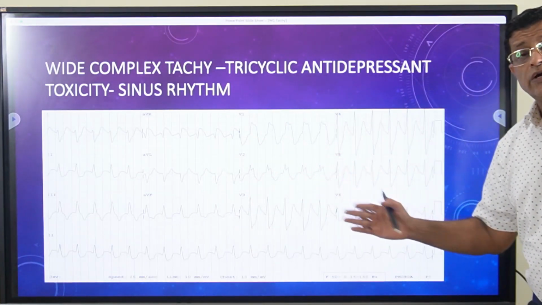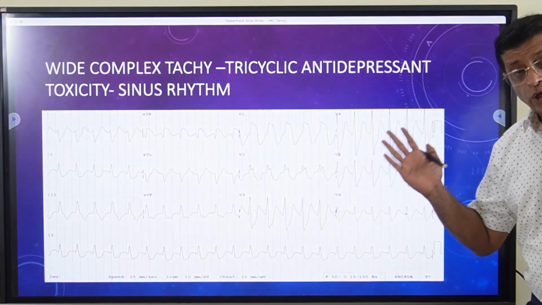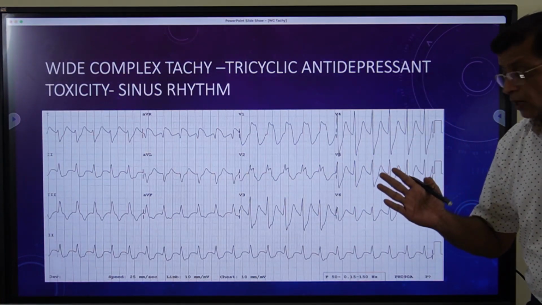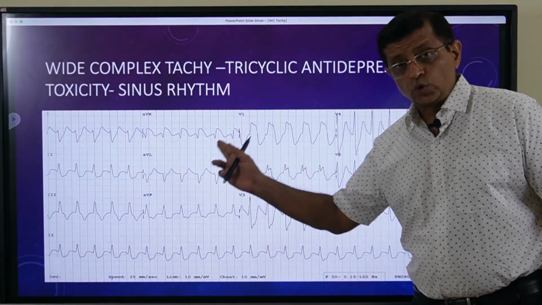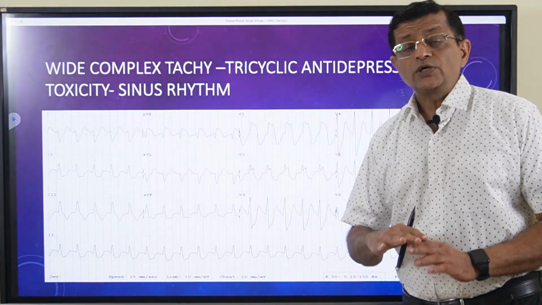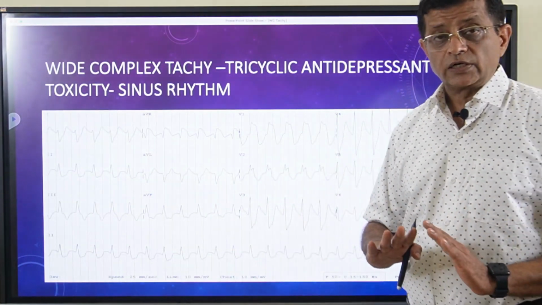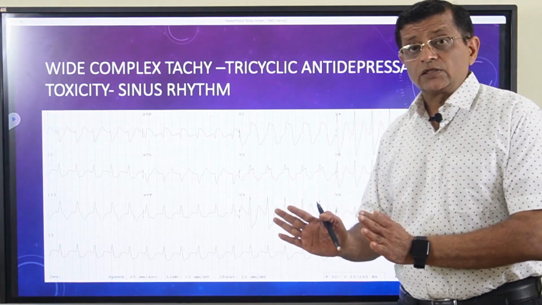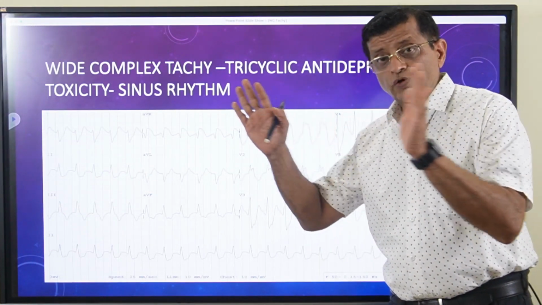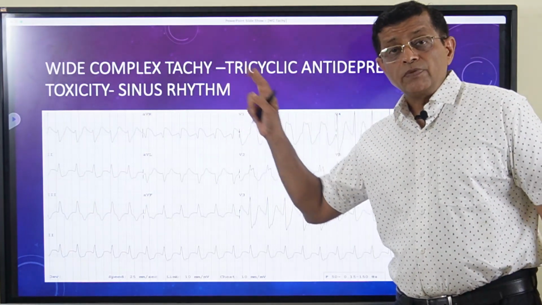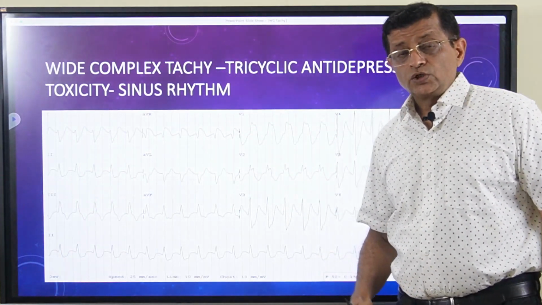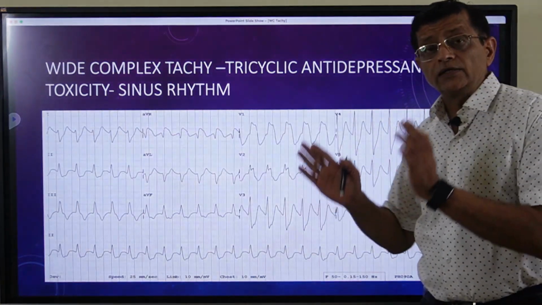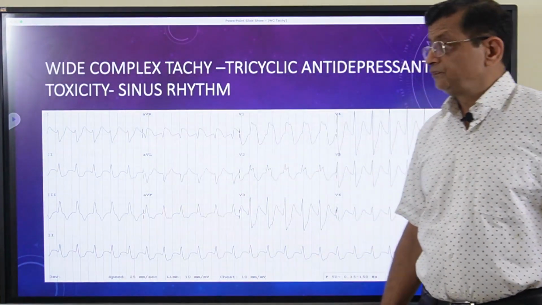So if you see really wide complex tachycardia, think about drugs and think about hyper K, that is hyperkalemia, and give calcium and soda bicarb, right? So if the patient does not have hyper K or tricyclic antidepressant toxicity, nothing will happen to the patient. But if that is the case, you can see in front of your eyes the tachycardia becoming narrow QRS. So remember, very wide complex tachycardia, think about drugs and think about electrolyte imbalances.